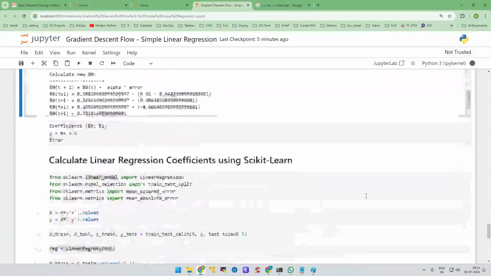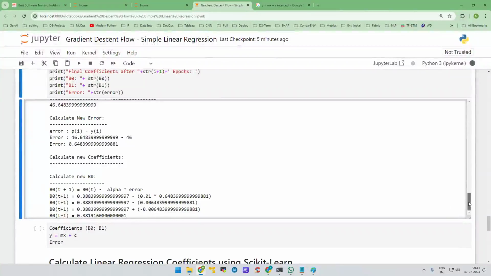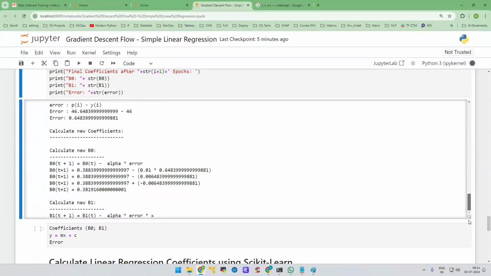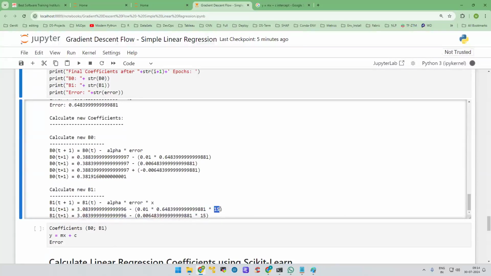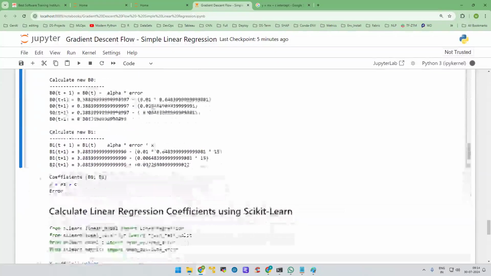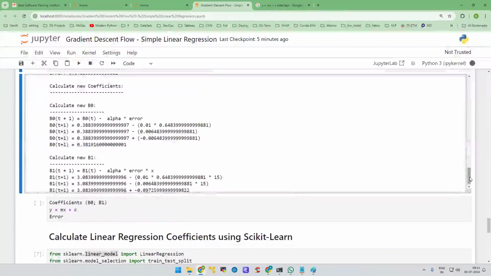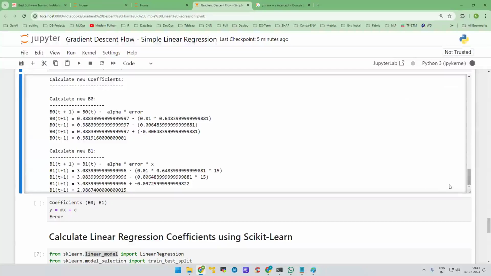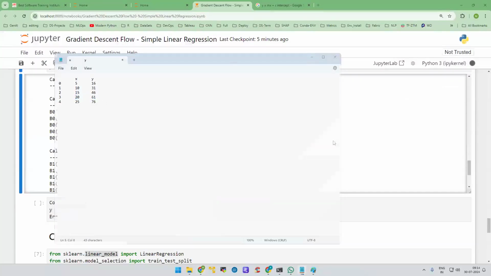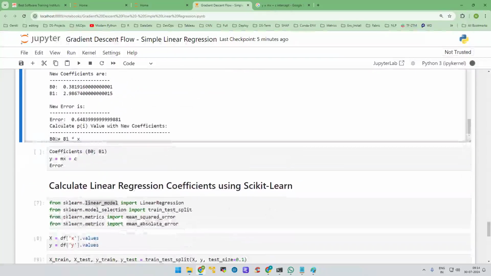Again, we need to calculate the coefficients, the new B1. I hope you're getting the picture, right? We need to do it for every row and recalculate the coefficients. New B1 is going to be the old B1 minus 0.01 into the error into that particular row's input value, 15, because that is the one we have to feed. So the new B1 is going to be 2.98 something. And we need to insert it into the next row. What is the next row? It is 20 and 61. So B0 is 0.38 and B1 is 2.98 something.